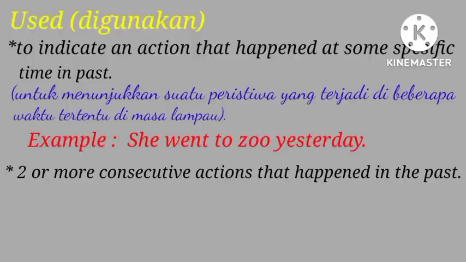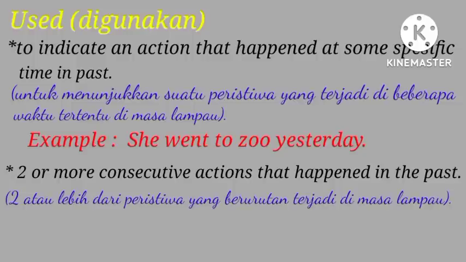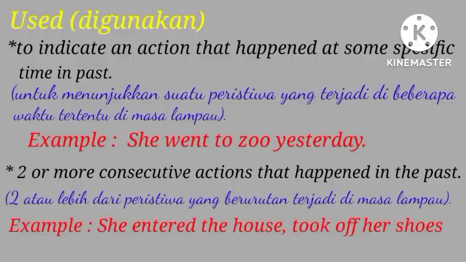And then past simple tense is also used for two or more consecutive actions that happened in the past. Dua atau lebih dari peristiwa yang terjadi secara berurutan di masa lampau. Example, she entered the house, took off her shoes, and lay on the sofa.